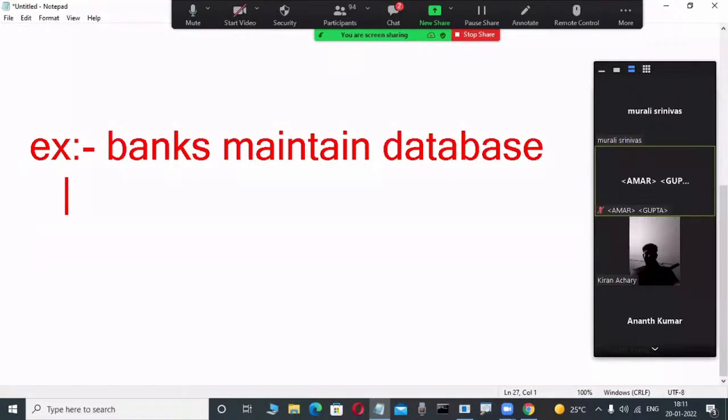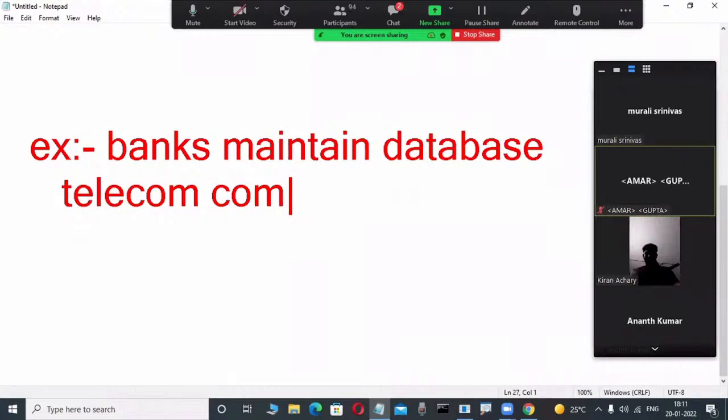Suppose telecom companies. So many examples are there, and this is just a rough, easily understandable purpose I'm telling. Telecom companies maintain databases. Suppose you make a call to your friend or anything. Those call details are stored in a database.